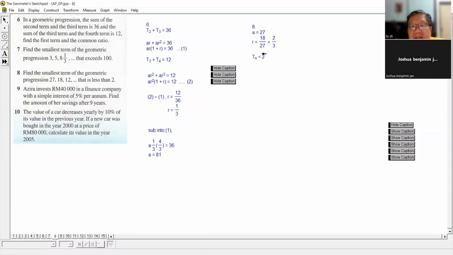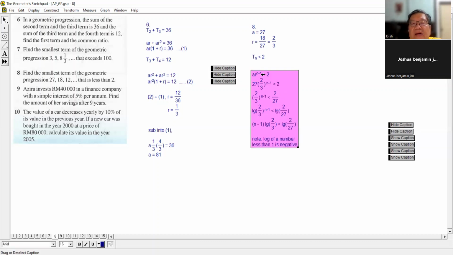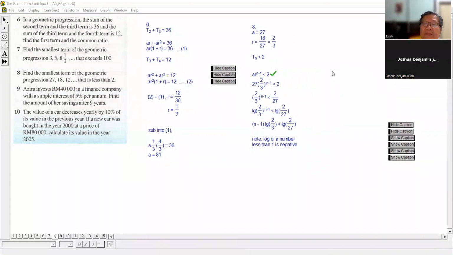So I create this inequality. I say Tn is less than 2, right? Tn is less than 2, it means that AR to the power n minus 1 must be less than 2. Okay, so far this one okay or not? The first statement, this one. Is this okay? Okay. Now, this is just substituting the formula into the inequality.